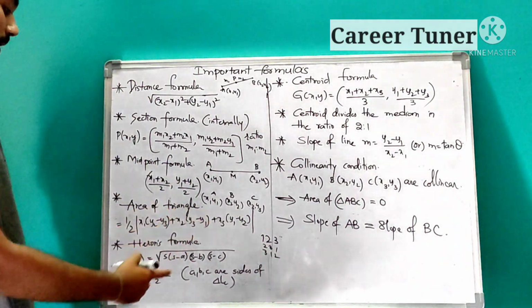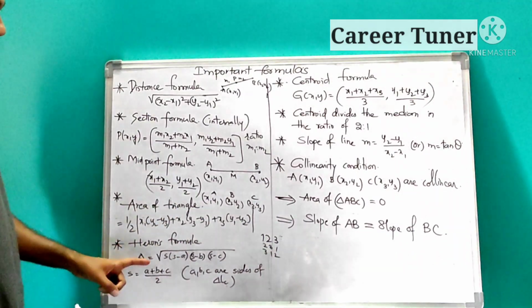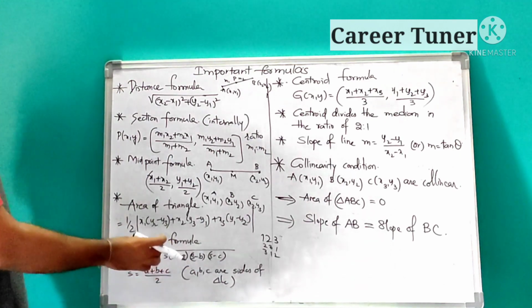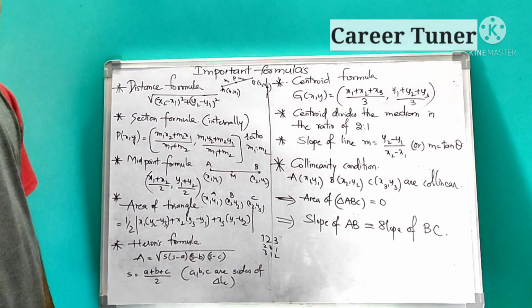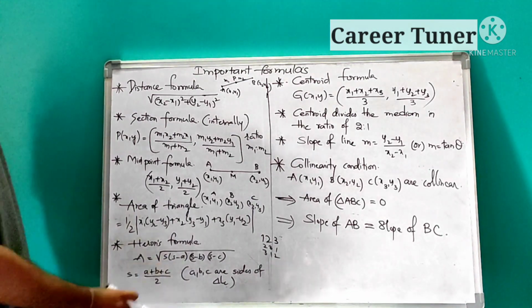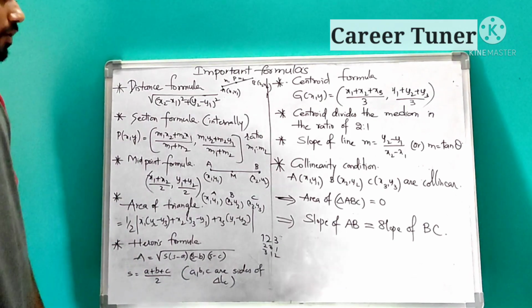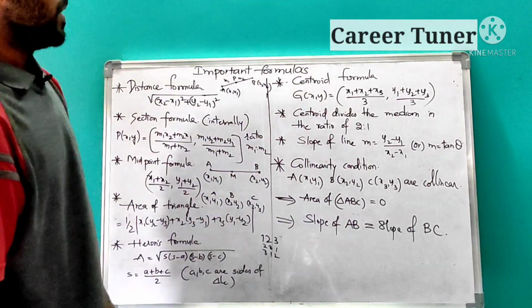Next, Heron's formula. Area is equal to how much? Root of S into (S minus a) into (S minus b) into (S minus c). What is S here? S is nothing but the semi-perimeter, in the sense (a plus b plus c) by 2, the sum of all the sides divided by 2. That is the semi-perimeter.